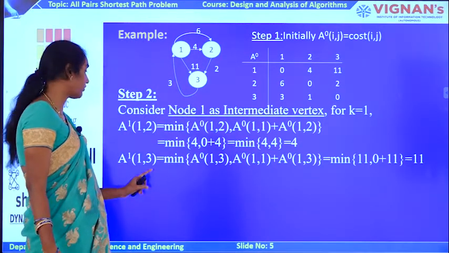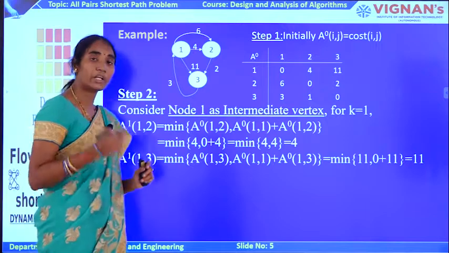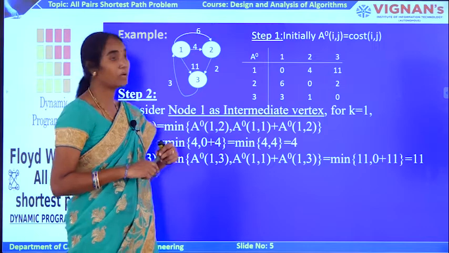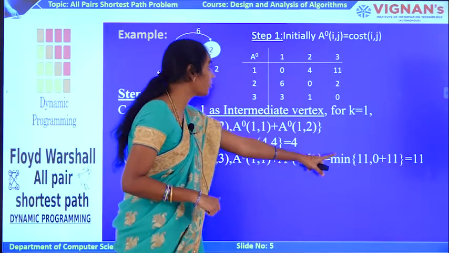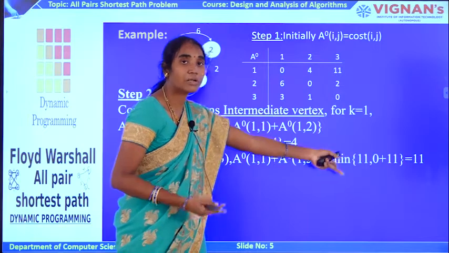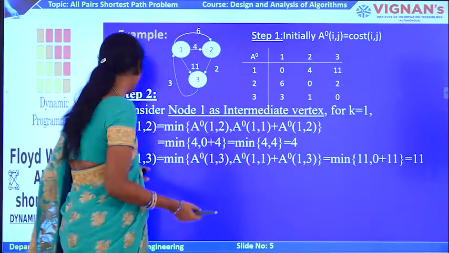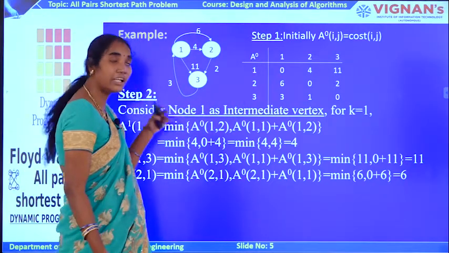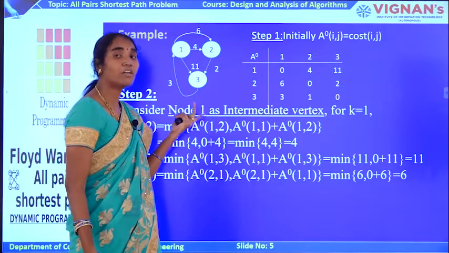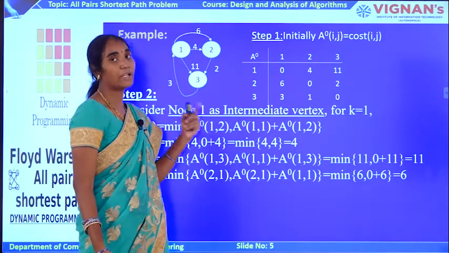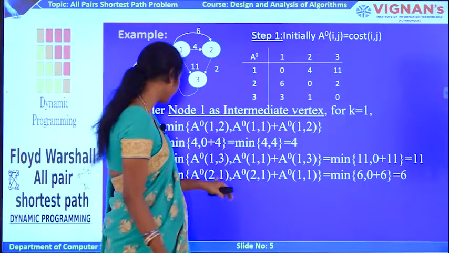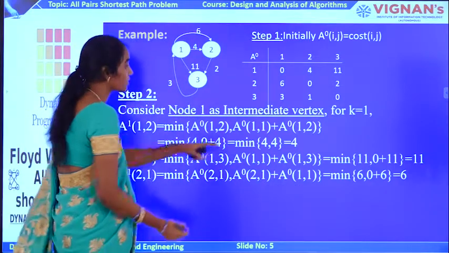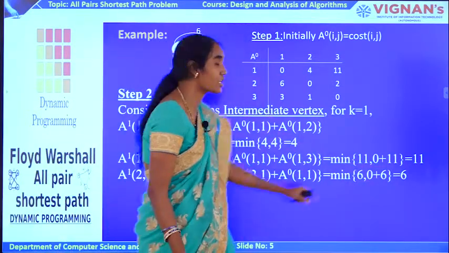Now A1 of 1 comma 3 will be equivalent to either the distance A0 of 1 comma 3, or else A0 of 1 comma 1 plus A0 of 1 comma 3. So minimum of 11 comma (0 plus 11). Between 11 and 11, the minimum value is 11 itself. Now coming to the next one, A1 of 2 comma 1. 2 comma 1 means either directly A0 of 2 comma 1, or else A0 of 2 comma 1 plus A0 of 1 comma 1, which will be equivalent to minimum of 6 comma (0 plus 6), which is equal to 6.